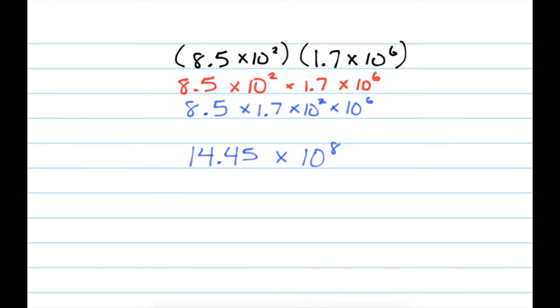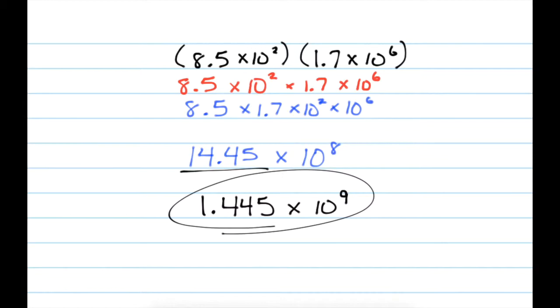The last thing I want to do is check and make sure that I'm in the right notation. 14.45 is not proper scientific notation because it has more than one non-zero digit to the left of the decimal. So I have to make that 1.445. Now since I had to move the decimal one more space, I need to add one more to my exponent, bringing me up to 1.445 times 10 to the 9th.